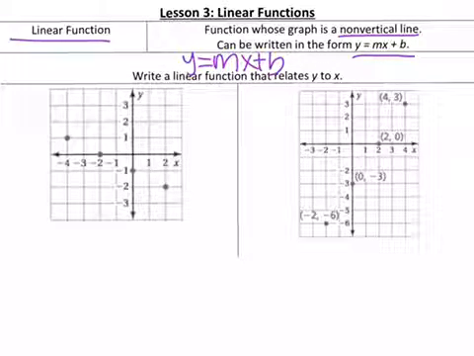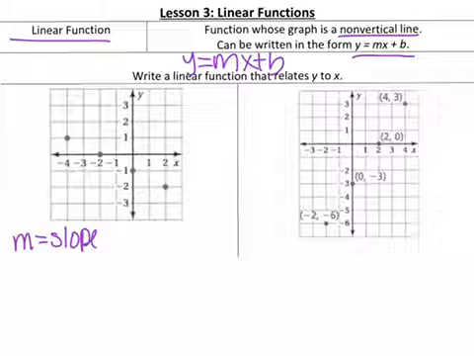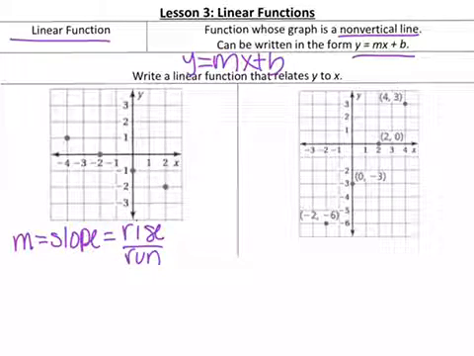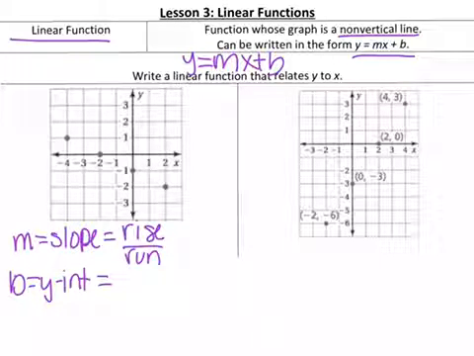So we have this first example right here, and what we need to know is our m, which is our slope. It is rise over run, and then we also have to find our b, which is our y-intercept, and that's where it crosses the y-axis. So let's find our slope.